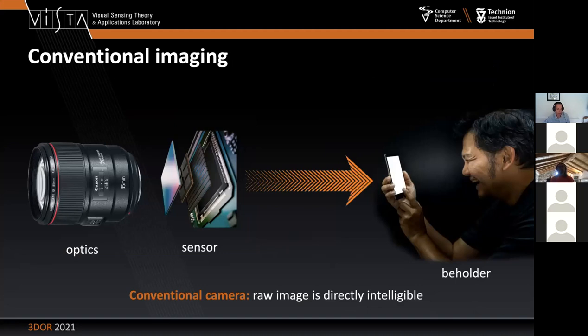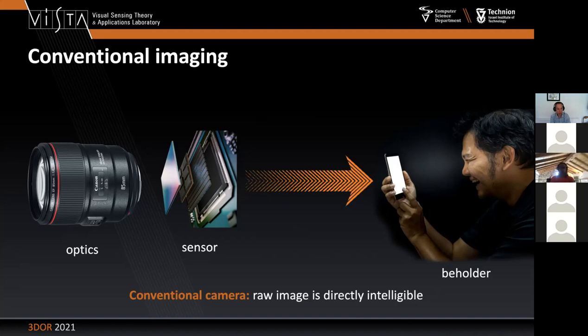We have an optical system that collects the light from the scene. There is some photosensitive surface, which is digital, an electronic array of pixels, photosensitive elements that acquire the light and transform it into electric signals. And this is the image that we send eventually to the beholder. So this is how conventional cameras work, and in principle, this is no different from the camera obscura.